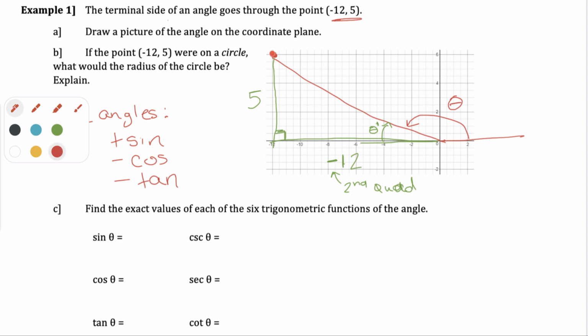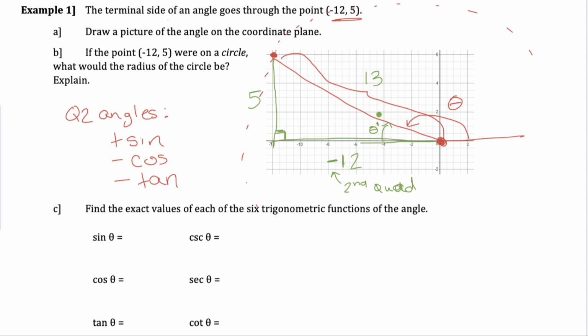All right, so the follow-up question says, if the point negative 12, 5 were on a circle, what would the radius of the circle be? If you can envision this big circle, with its center at the origin, the radius of this circle is the same as the hypotenuse of the right triangle. And the hypotenuse of this right triangle, if you remember your triples, we have a 5, 12, 13 triple. If you don't remember your triples, you can just use the Pythagorean theorem.